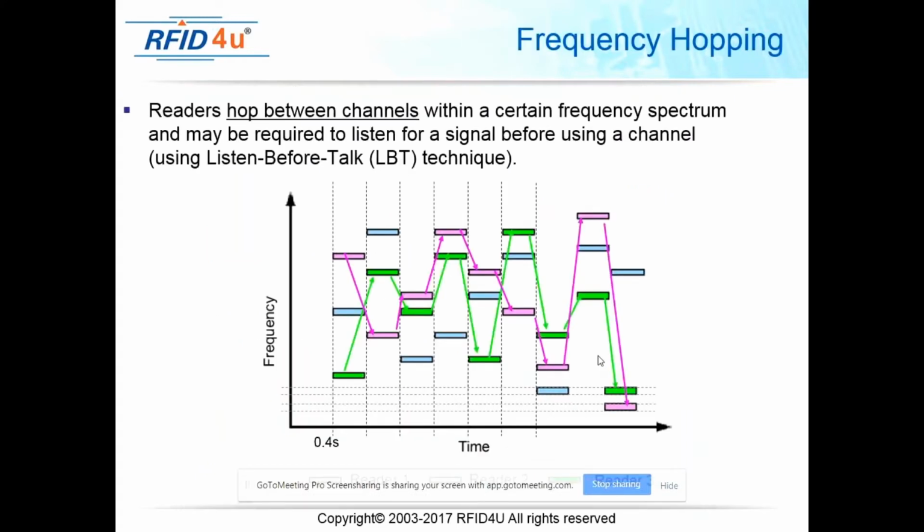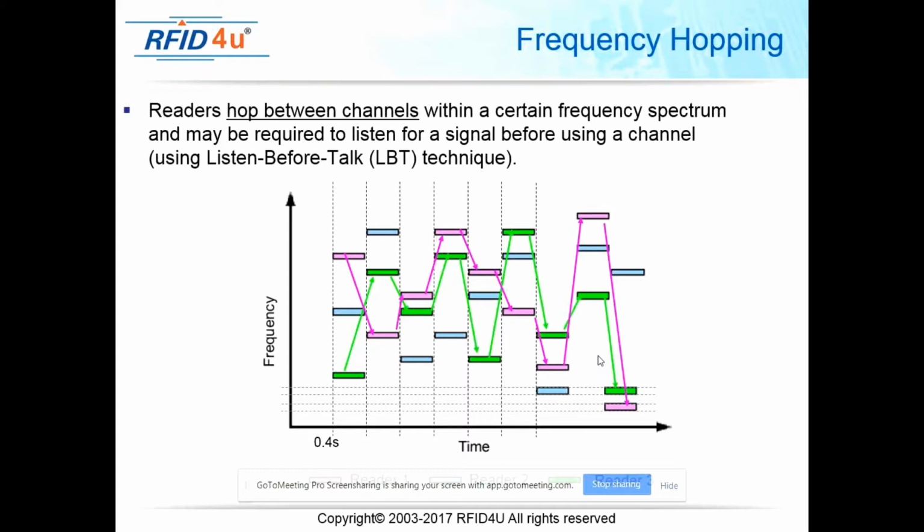We also talked last time about channel hopping. In the United States, we have 50 channels, the bandwidth from 902 megahertz up to 928 megahertz. We've divided that into 500 kilohertz channels. So we have 50 channels in the United States. When a reader goes to work on a channel, it does what's called listen before talk on that channel. If it hears something on that channel, then it will hop over to another channel and keep doing that process until it finds a channel that is available.